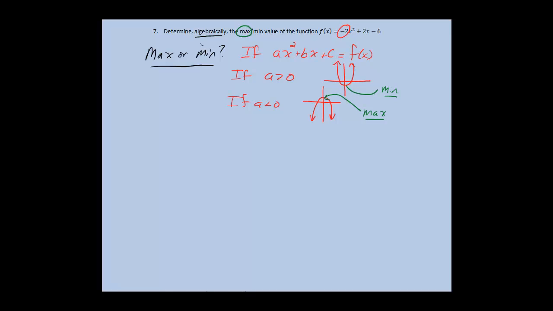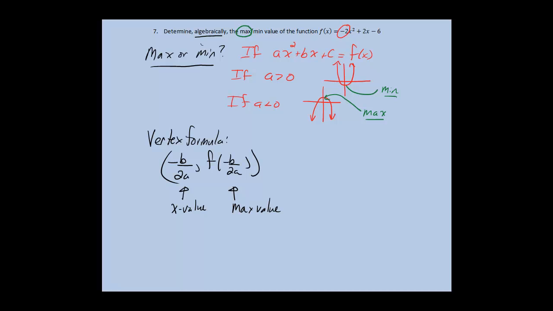So now, since we determined we have a max, we have to find the max algebraically. There's a couple different ways you can go about doing this. I'm going to solve this using the vertex formula. This will be negative b over 2a, and then f of negative b over 2a. First of all, we have to find the x value, and the y portion of your vertex is actually equal to the max value. So I have to find the x to find my y.